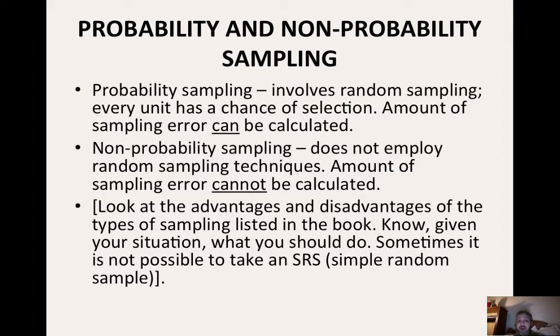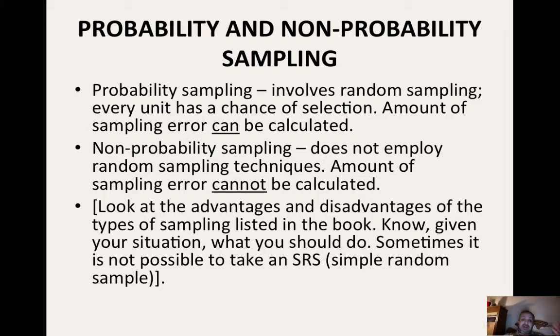The great thing about probability sampling, it's representative, right, of the population, right? It involves random sampling, and you can calculate the amount of sampling error. With non-probability sampling, we are not employing random sampling techniques, and we can't calculate sampling error. So again, you always want to choose probability sampling if possible, but sometimes it's just not possible.